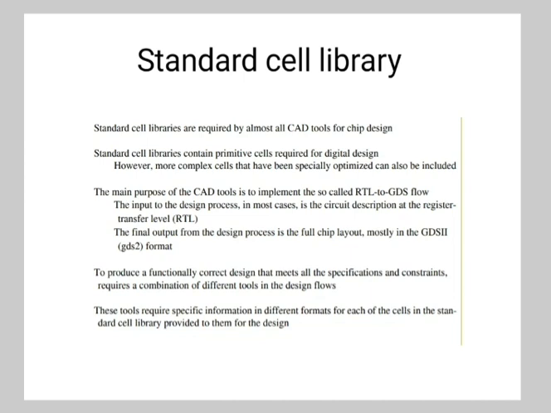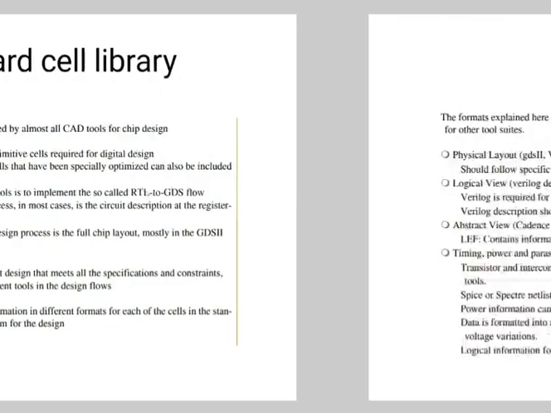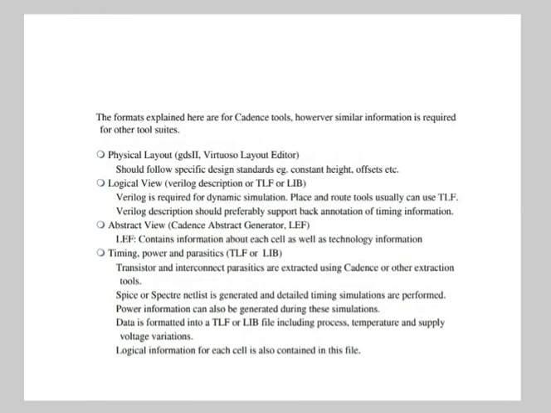This requires a combination of different tools in the design flow. These tools require specific information in different formats for each of the cells in the standard cell library provided to them for the design. Then the formats which are explained here are for Cadence tools. So similar information is required for other tool suites: physical layout, logical view, abstract view, timing, power, and parasitic.